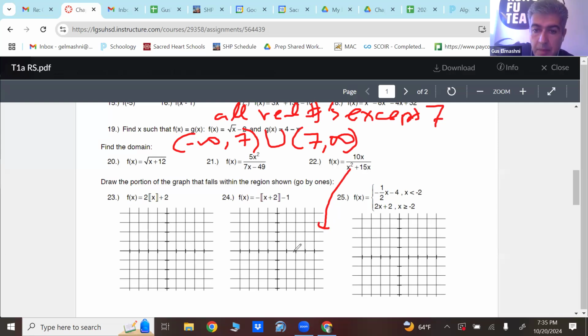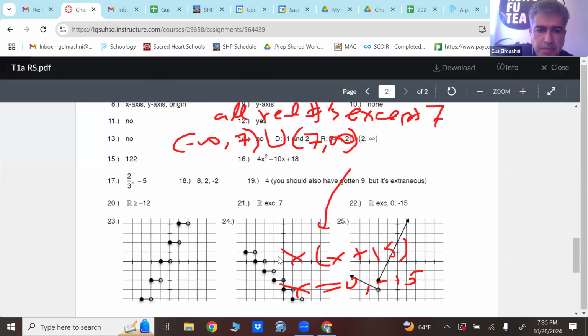Here, factor an x from the bottom. X would equal 0 or -15, but you don't want either of those situations. So you have to say all real numbers except 0 and -15. Your teacher just writes it out, all real except 0, -15. And look at 19. You also got 9, but it's extraneous. It didn't work because when you plug it back in, it failed.